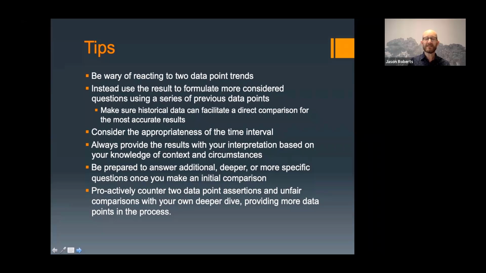Be prepared to answer additional, deeper, or more specific questions once you make an initial comparison. So, you've found something in the data, and don't just sit there and accept that as it's happening. Why is it happening? Ask more questions of your data. Do a secondary analysis based on what you found. What does this mean? Is it significant of anything? Is it just nothing?